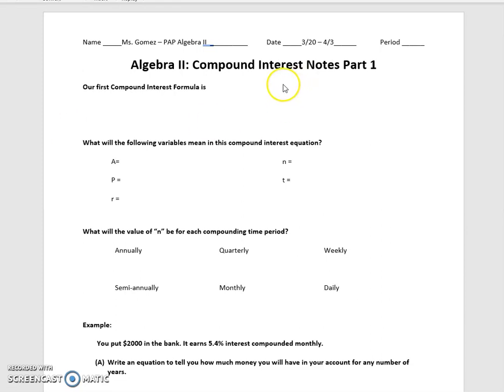Hi guys, today we're going to talk about compound interest. There's a part one and a part two.